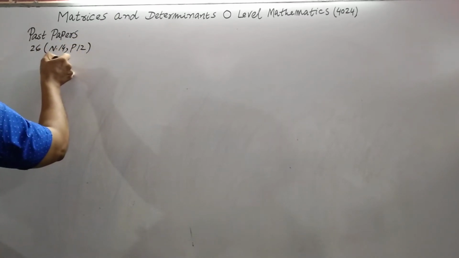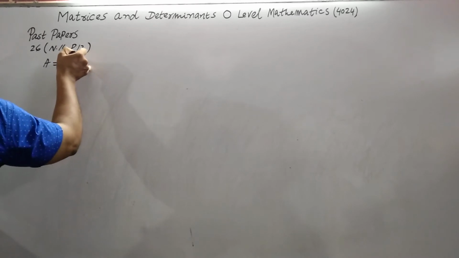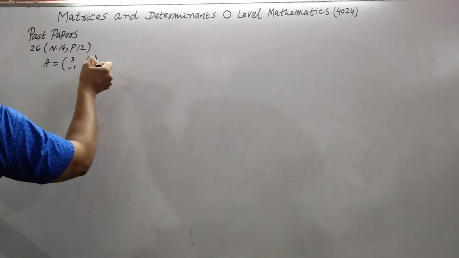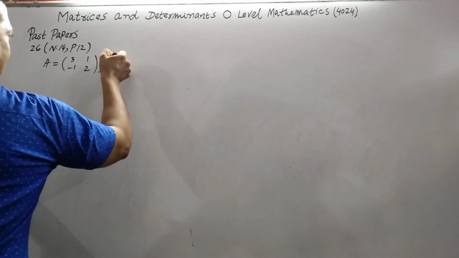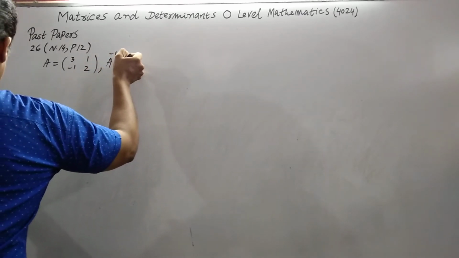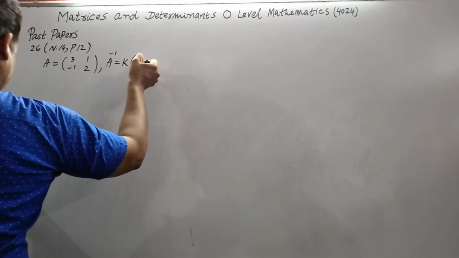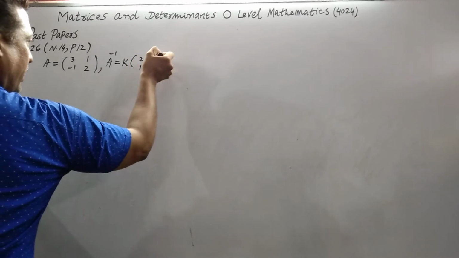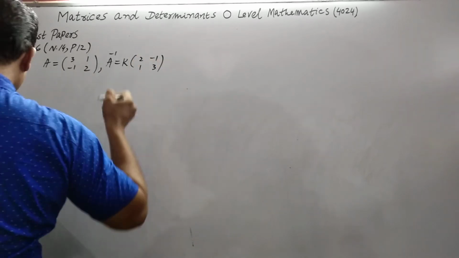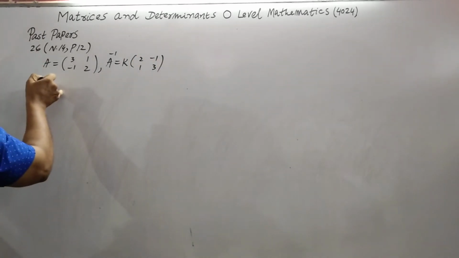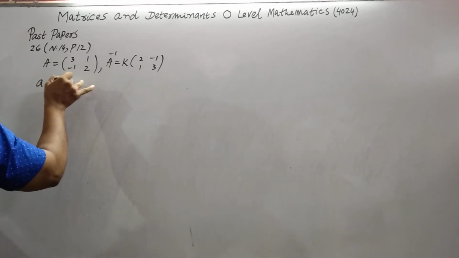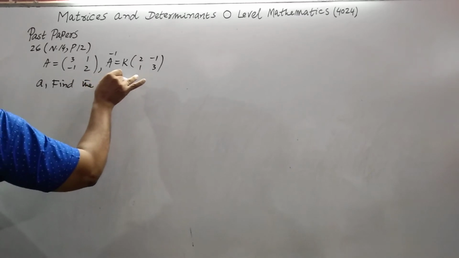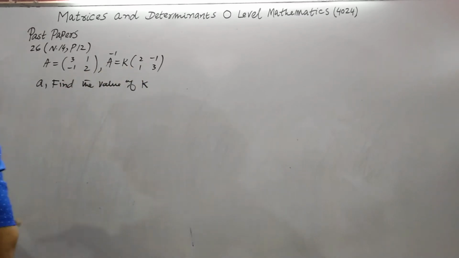Given that A equals [3, -1; 1, 2], and A inverse is K multiplied by [2, 1; -1, 3]. Part A: Find the value of K.